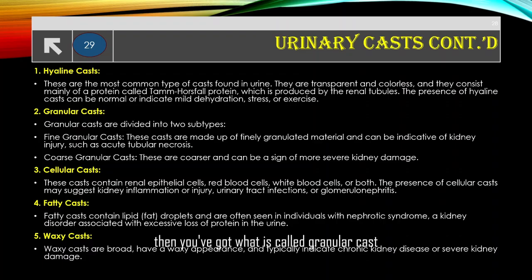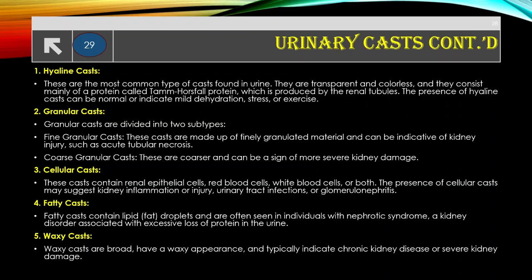Then you've got what is called granular casts, which I said are divided into two: fine granular casts and coarse. Others classify them as cellular and hyaline granular casts. We've talked about the granular casts already. We've said sometimes they can just be proteins, sometimes they can be immunoglobulins, which are under the proteins. Remember, immunoglobulins are also proteins. Or you can have the same Tamm-Horsfall protein that is produced by the renal tubular cells. And then you have fine and coarse.